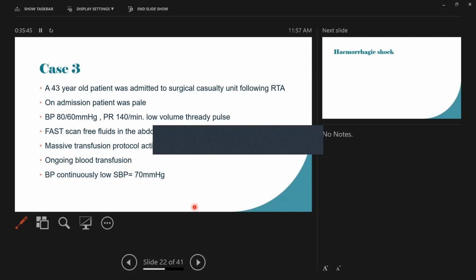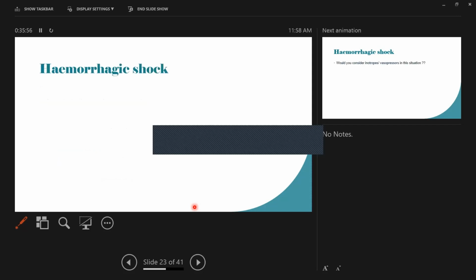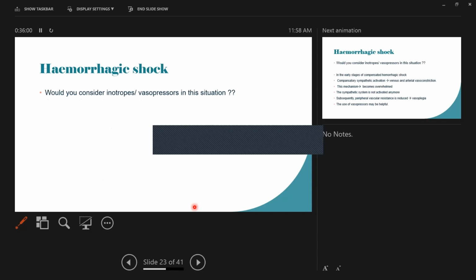But despite that, the patient's systolic blood pressure remains low throughout. Now, would you start an inotrope in this patient? What kind of shock is this? Hypovolemic or hemorrhagic shock. In hemorrhagic shock, would you consider inotropes and vasopressors? I told you that you have to fill your circulation before starting inotropes. Now, this is a different situation where whatever you do, the patient is still bleeding. The patient is going to lose blood, whatever you do, until a proper surgery is done.